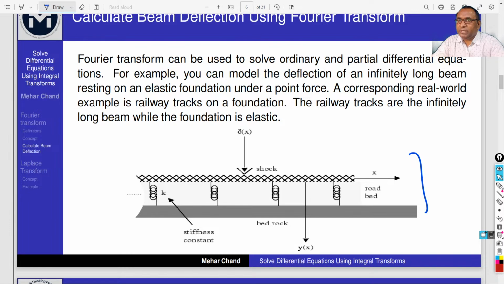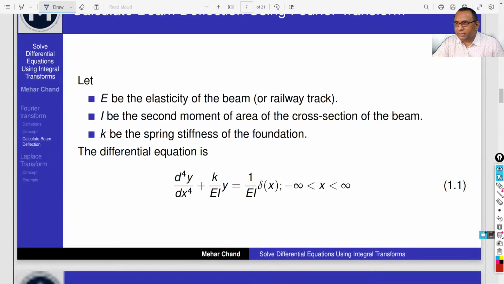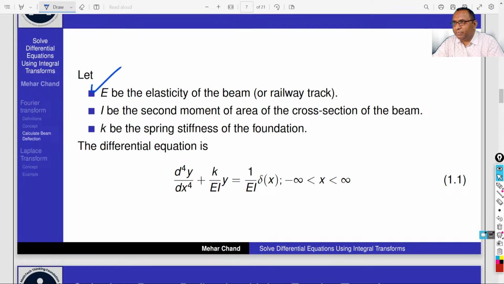And the corresponding real world example is a railway track on a foundation. The railway track is infinitely long, while the foundation is elastic. And here you can see this is the stiffness, which is a constant, and in this direction we have the road bed, and this is the road rock shocks. You can see y of x is the variable which is vertically downward, delta x is also downward. So these are the parameters which we need to consider here.